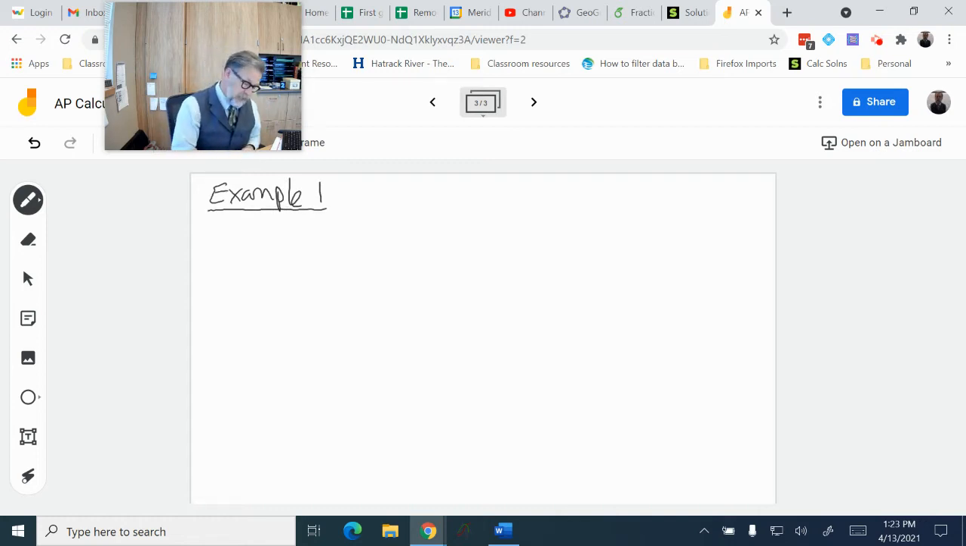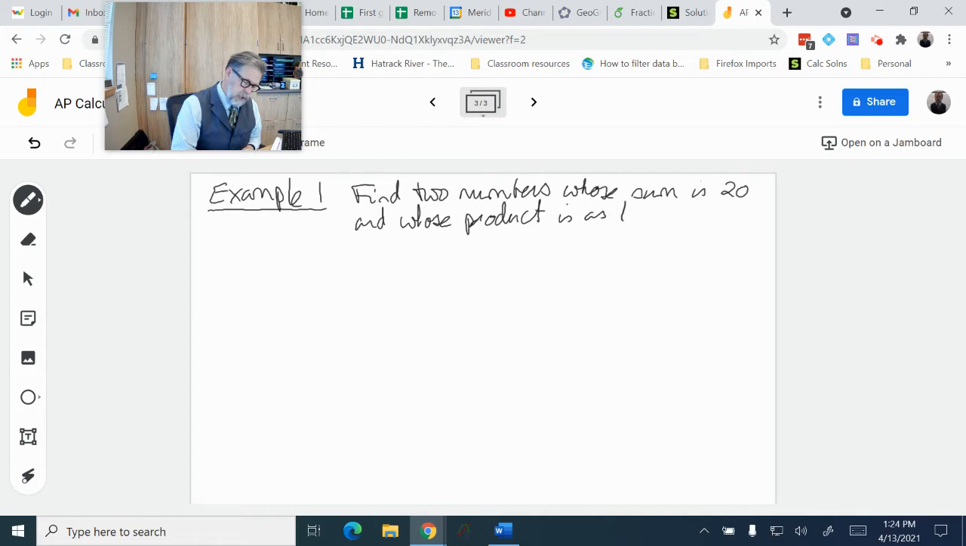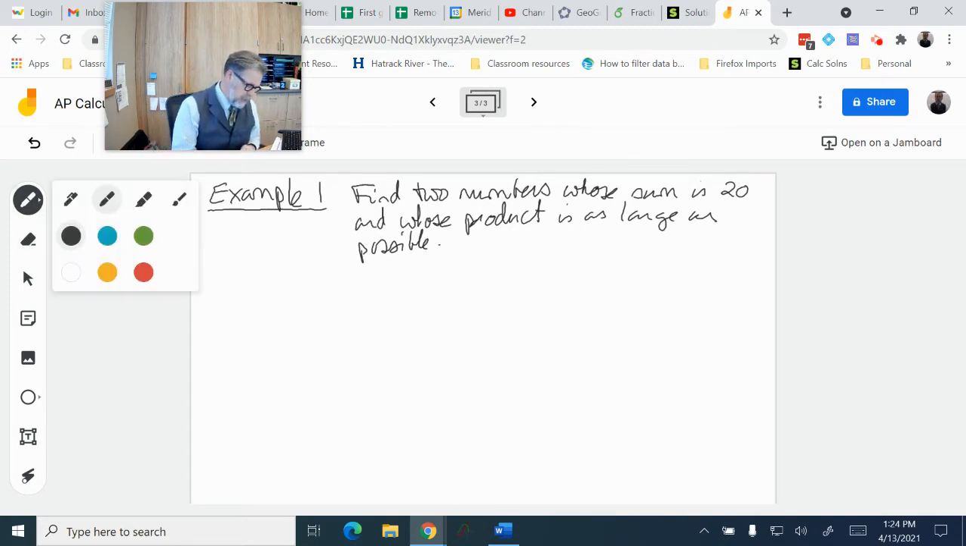And the problem is this: I want to find two numbers whose sum is 20 and whose product is as large as possible. So step one, read carefully, identify the information. So let's go ahead and take a look at this.